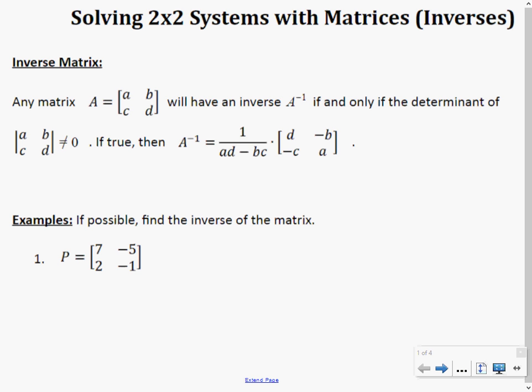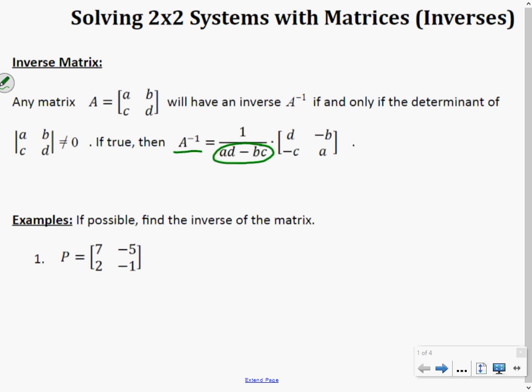So if we have a 2 by 2 matrix, and we're just going to focus on 2 by 2s for now, okay? If we have a matrix that's a 2 by 2, then the inverse of that matrix exists if the determinant does not equal 0. And the reason for that is if you look at our calculation for the inverse matrix here, the bottom right here is the determinant. So if the determinant was 0, then we would have 1 over 0. It's undefined. We can't have that.